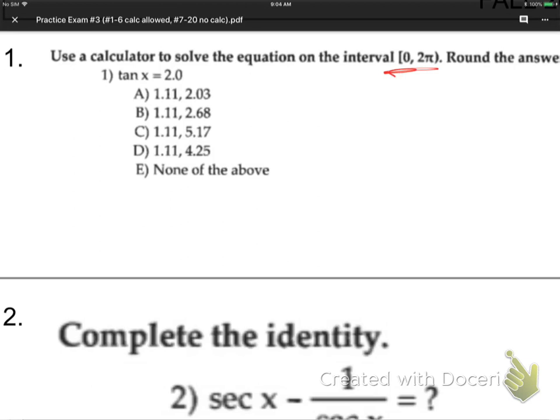So you see all the multiple choice answers there. So all right, take your calculator. See if you can find which x's make the tangent of x 2.0. Give that a try.